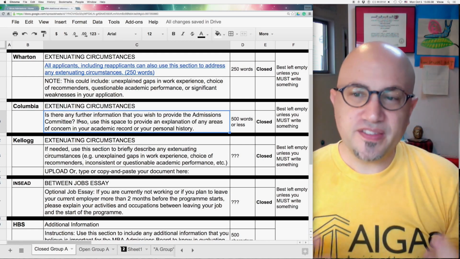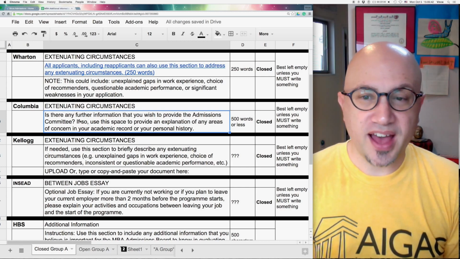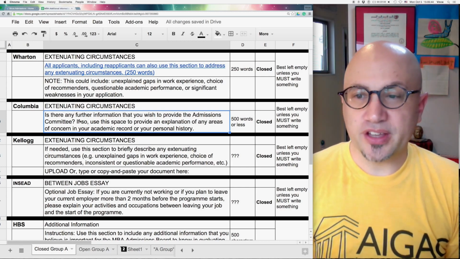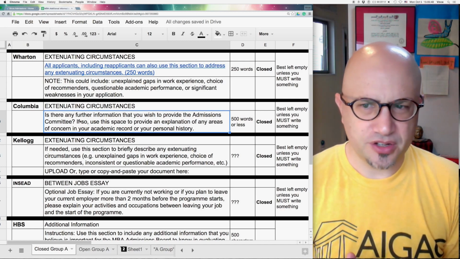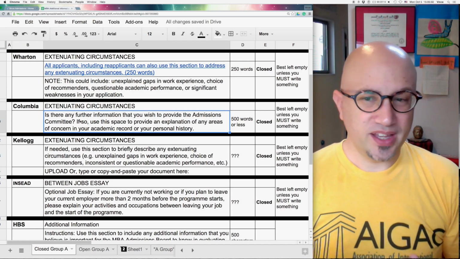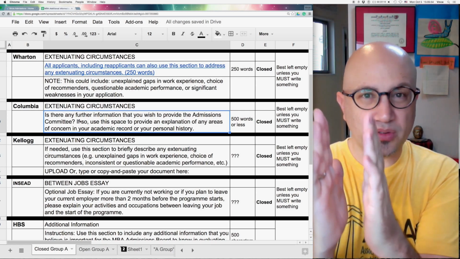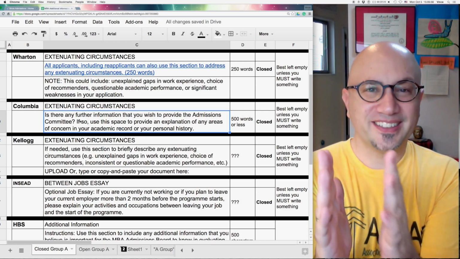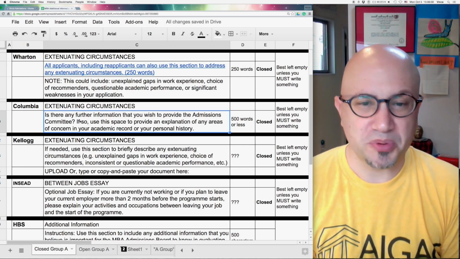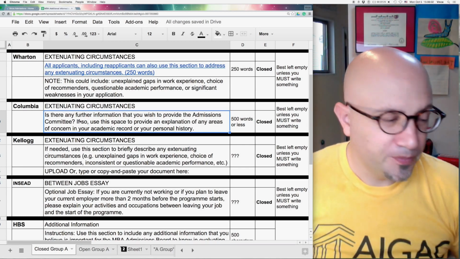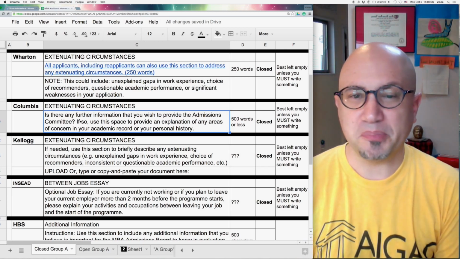Then they say, if so, use this space to provide an explanation of any areas of concern in your academic record or personal history. So it's a little bit, you wish you could tell them this much, but then they're limiting you to only really, we only really want to hear this. So I don't find this question to be particularly well worded, but whatever, who am I? I'll tell that to the team next time I see them if they want my input.